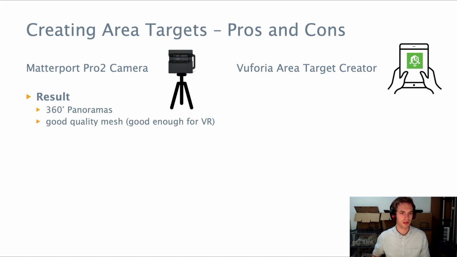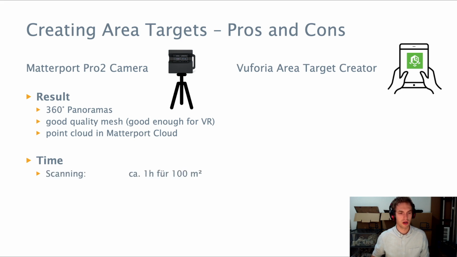With the camera we have 360 panoramas, we have a really good mesh which is also good for VR applications, and you have the point cloud in Matterport, which you can use for other stuff. It takes about 1 hour for 100 square meters, and then it processes. The artificial intelligence algorithms of Matterport are calculating all this stuff, the point cloud and the mesh, for you, and it takes about 2 to 48 hours.